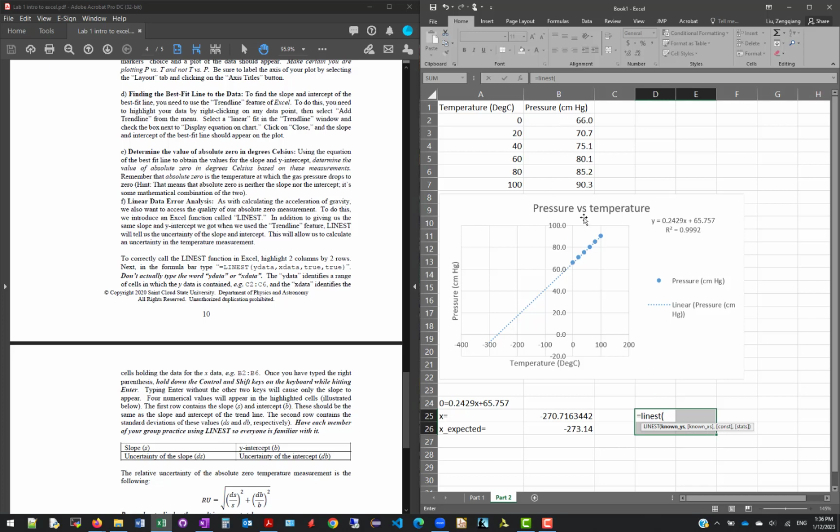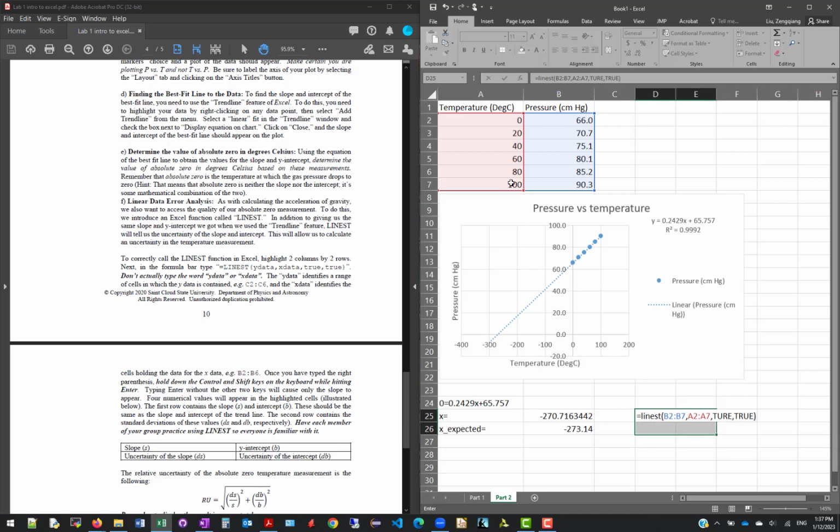Okay, the y is the vertical axis, which is pressure. So click and drag it here, B2 through B7. And the x is temperature. Okay, click and drag through here. And then you want to type a constant. Actually, you want true. And another constant. Okay, and the close parenthesis.